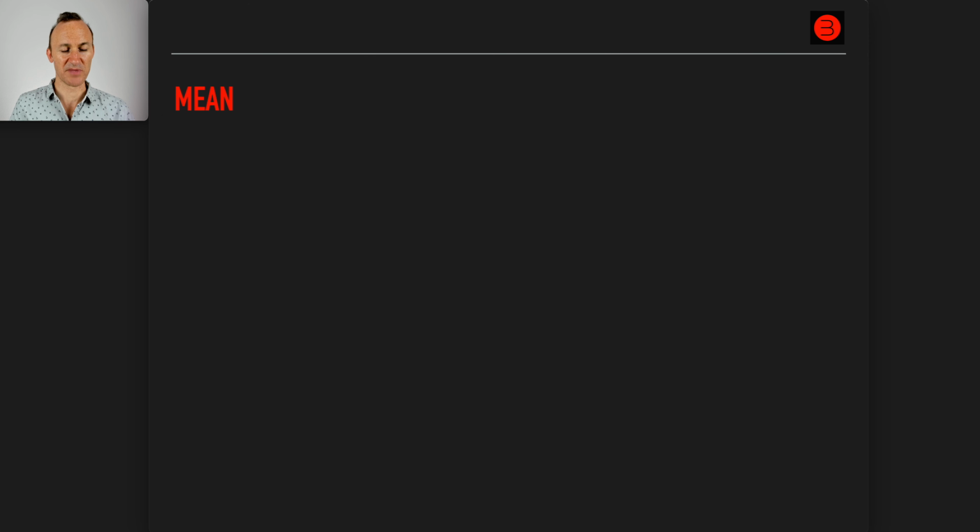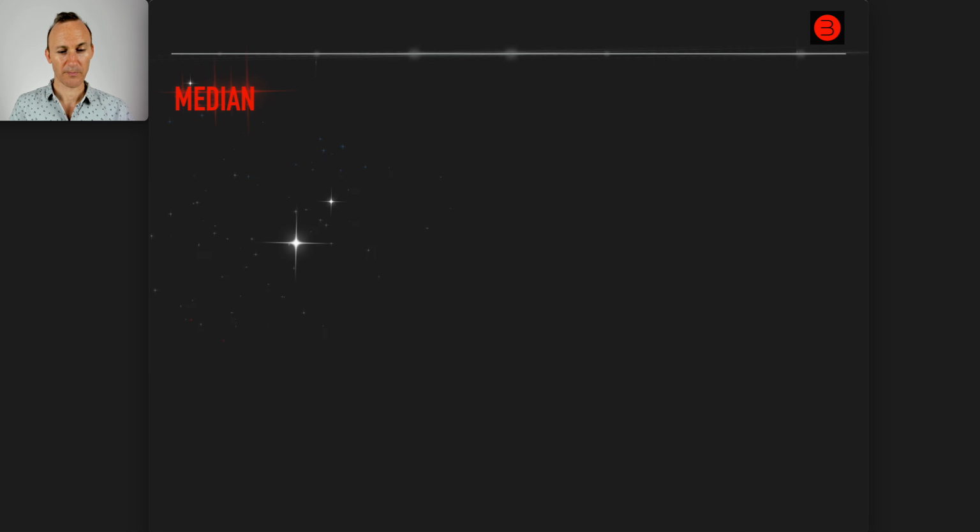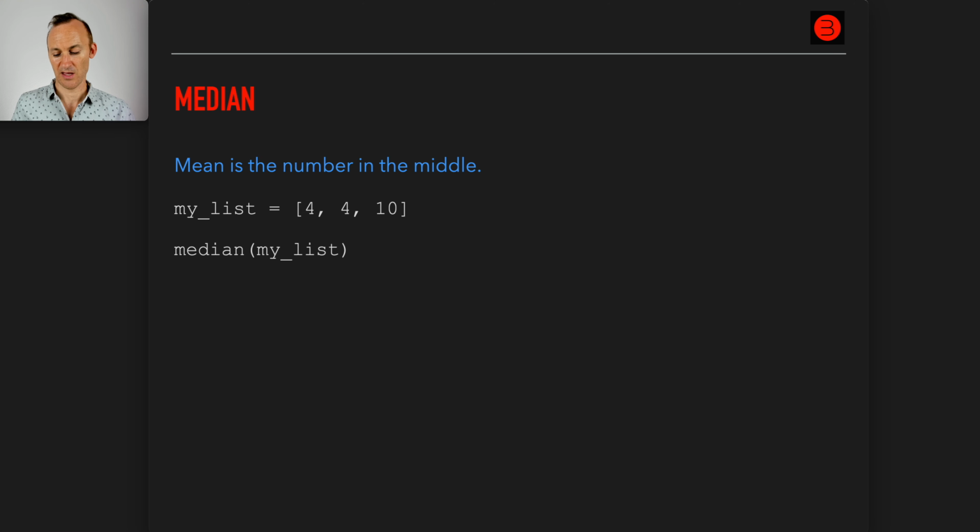Okay, so let's start with the mean. The mean is the average. So imagine we have a list, my list, 4, 4, and 10. The mean of my list is 4 plus 4 plus 10 divided by 3 because there are 3 entries. And that results in an output of 6. The median is the number in the middle. So if we have the same list with elements 4, 4, and 10, then we look at the median of my list, we get 4.